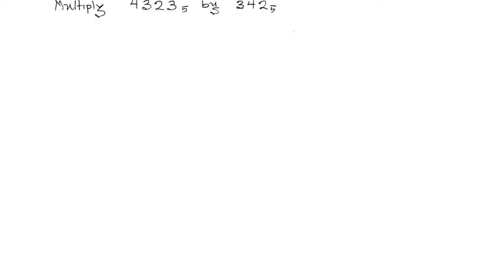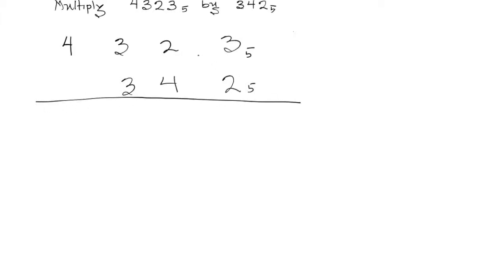The next one is 4, 3, 2, 3 in base 5 multiplied by 3, 4, 2 in base 5 as well. So we start. First one, 2 multiplied by 3, that's 6. We're operating in base 5, don't forget. When I write a number without a subscript, that's base 10. So 6 in base 5 is one bunch of 5 and 1 unit. So write down our 1, carry the 1 over here.